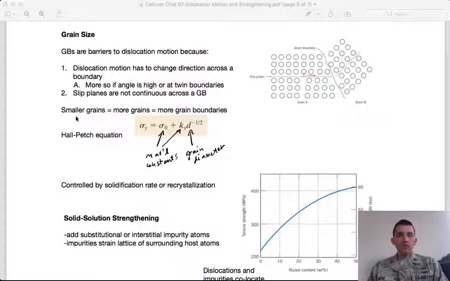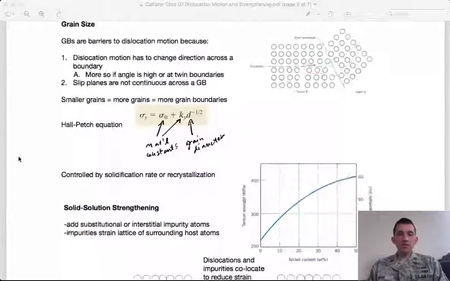If I can reduce the grain size, the smaller the grains are in a given volume, the more grains I have and the more grain boundaries I have, right? So if I can make these grains smaller, then a dislocation that's moving its way across the entire material is going to have to change direction more often the smaller the grains are.